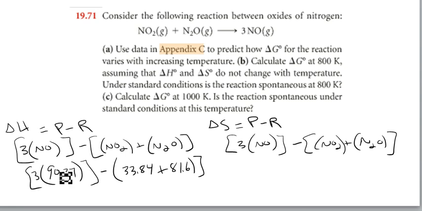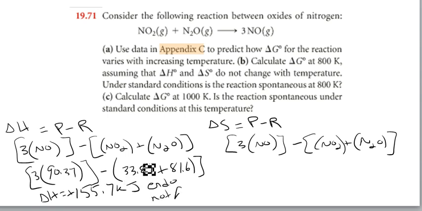Okay, so that works out to be 155.7 kilojoules for the delta H. So this first question is just asking to make a prediction. So we find that delta H is positive. That's endothermic. That's not favorable. However, if entropy is increasing significantly, the reaction could be spontaneous.